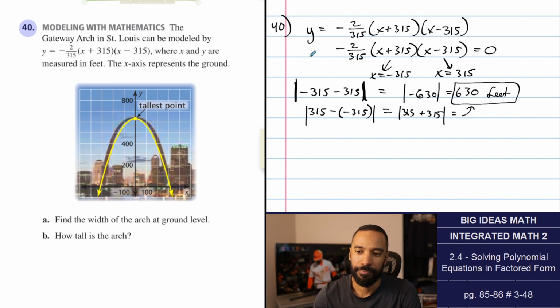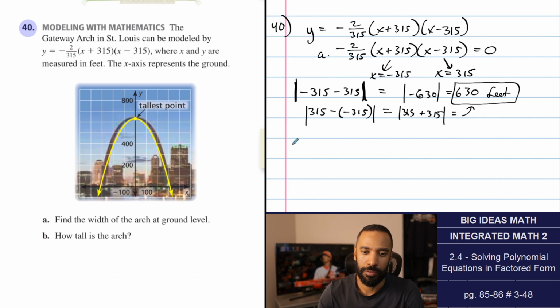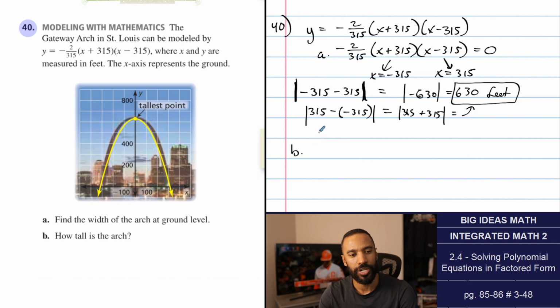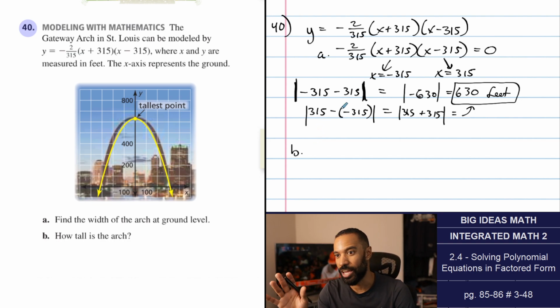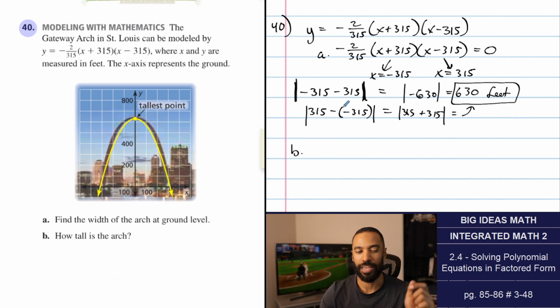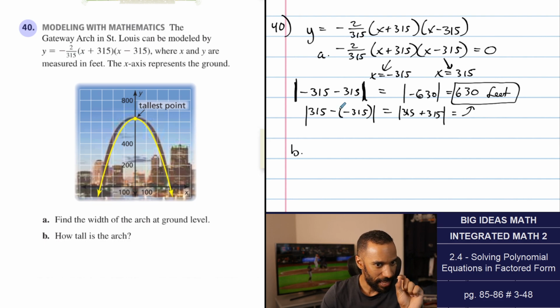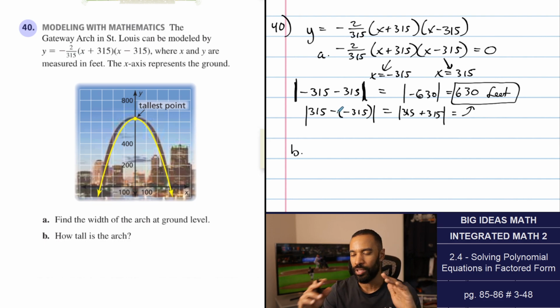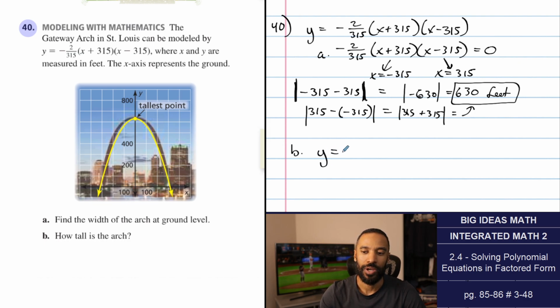All right, that's part A. Find the width. Part B, how tall is the arch? Now, the tallest point, this is actually kind of interesting, and this is where this number actually will have some bearing. The tallest point, if you notice, is on the y-axis. It doesn't look like it's hitting something, it's 700, but it's on the y-axis. Now, we've been practicing that ground level, the x-axis, is when y equals 0. Well, now we're finding a y value on the y-intercept, and that's when x equals 0.